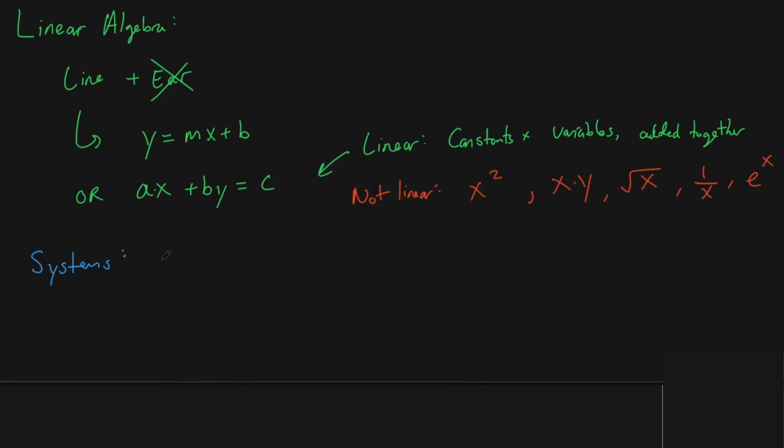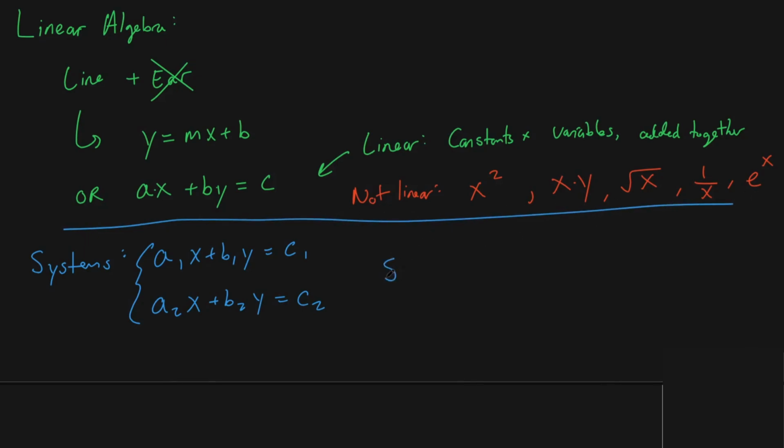So we could have something like a1x plus b1y equals c1, and then we've got another one of these with twos, a2x plus b2y equals c2. We're considering this as a system, so we have two linear equations that each represent a line, and we're trying to find the solutions. A solution to a system is an ordered pair xy in this case, since we have two variables. This is an ordered pair that satisfies both equations simultaneously.